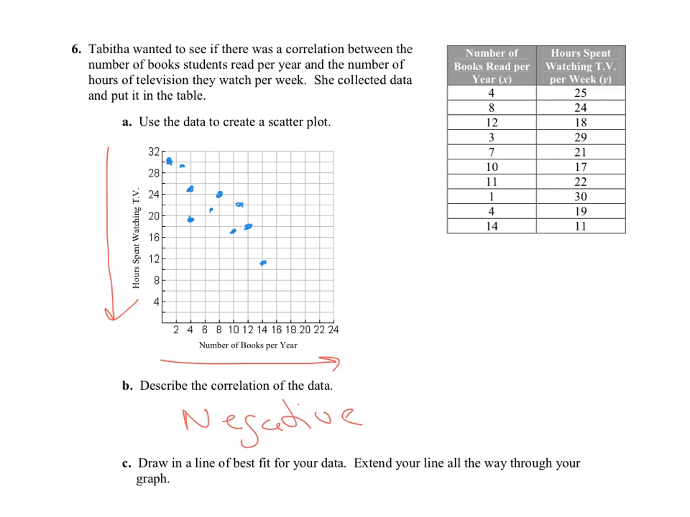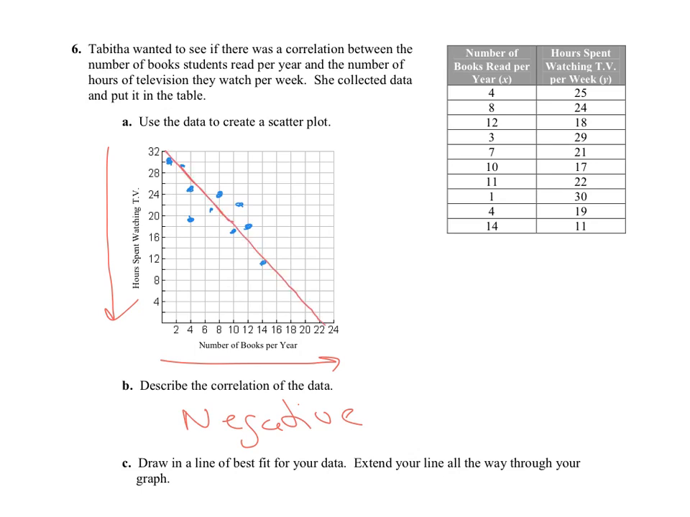Well, let's count them up. There's 1, 2, 3, 4, 5, 6, 7, 8, 9, 10. There's 10 points. So we want to draw a line of best fit that puts 5 of the points above the line and 5 points below the line. So I'm going to go ahead and draw that. You draw yours, I'll draw mine, and see if they match up.